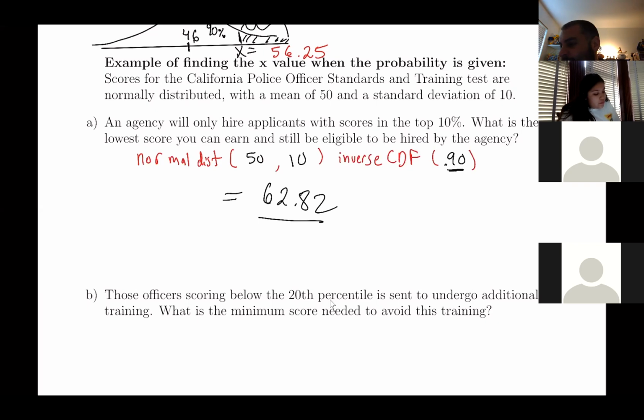62.82. So in order for somebody to be eligible to be hired by the agency, they have to score a 62.82 or higher. And that way they'll be in the top 10%. All right, everybody good for part A?